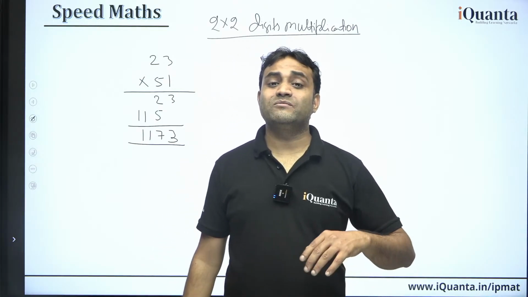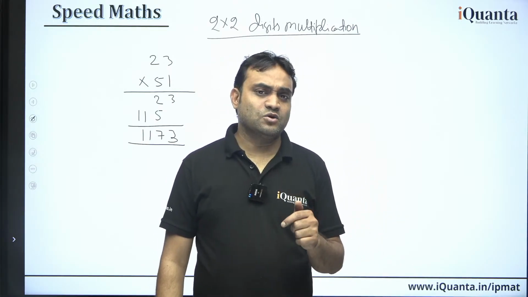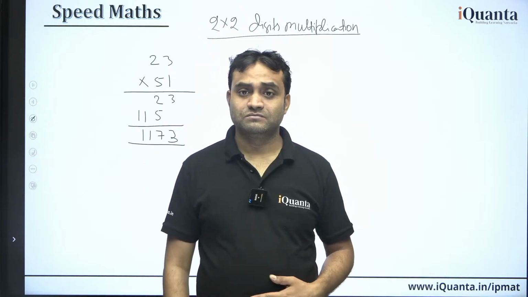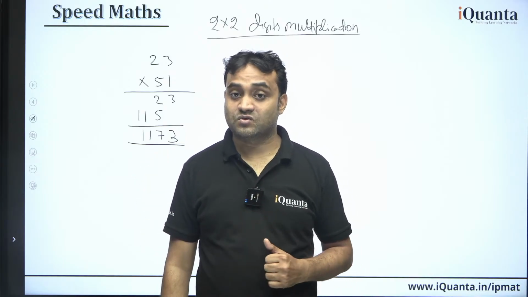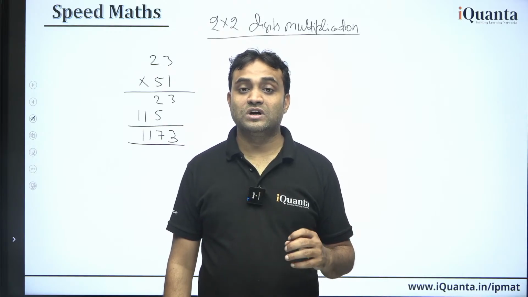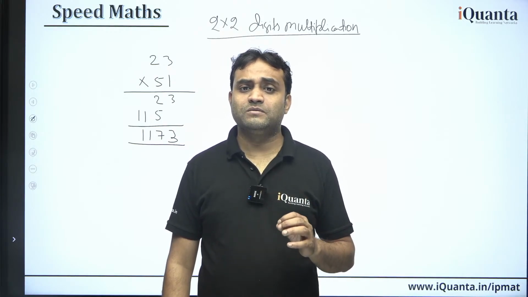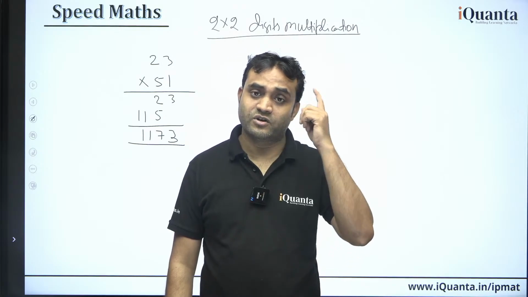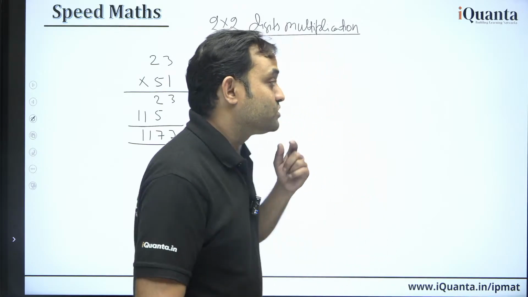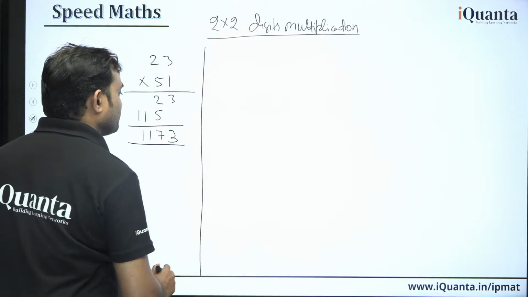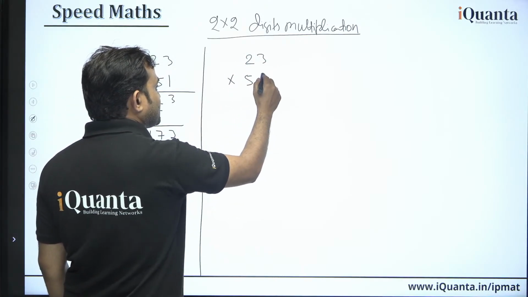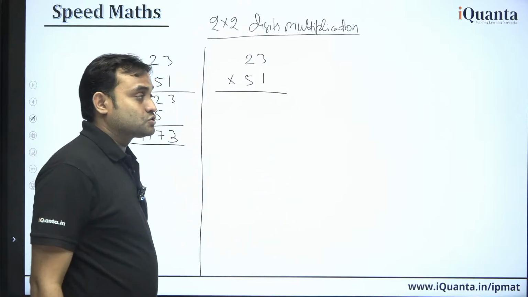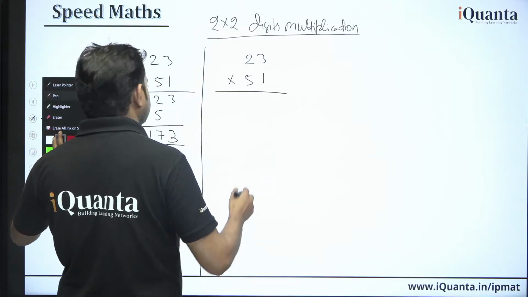Now the method I am going to tell you might look a little bit lengthier than this one, but it's not. That method is definitely better than this one. What you need to do, you need to do a little practice and you will be able to do this multiplication in your head, right? Who doesn't want that? So how do we do this calculation? If we take the same example like 23 into 51, so first multiply these two numbers.